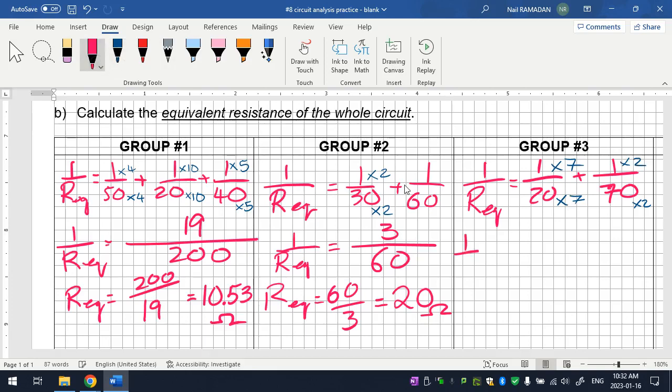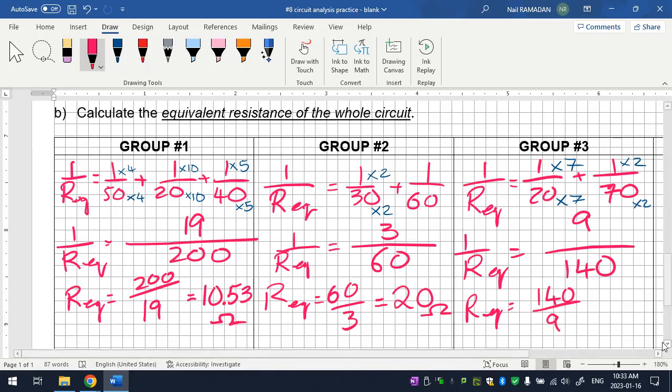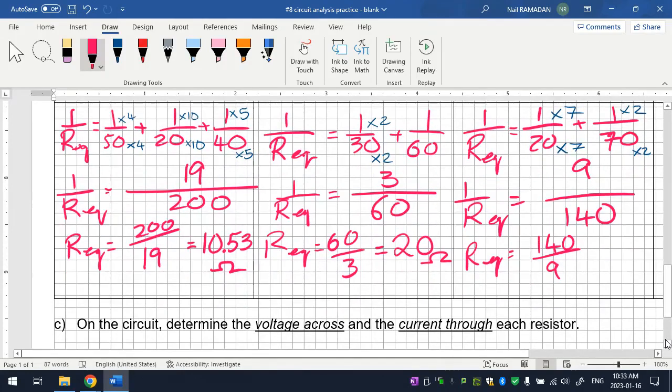What do we get? 140. And how much do you get? 7 plus 2, which is 9. So REQ is equal to 140 over 9. How much is that? 140 divided by 10 is 14. We should get 14 point something. It rounds to 15. Okay, great. 15.55. So I'm assuming it's 15.6. It's 15.555. Yep, 15.6.